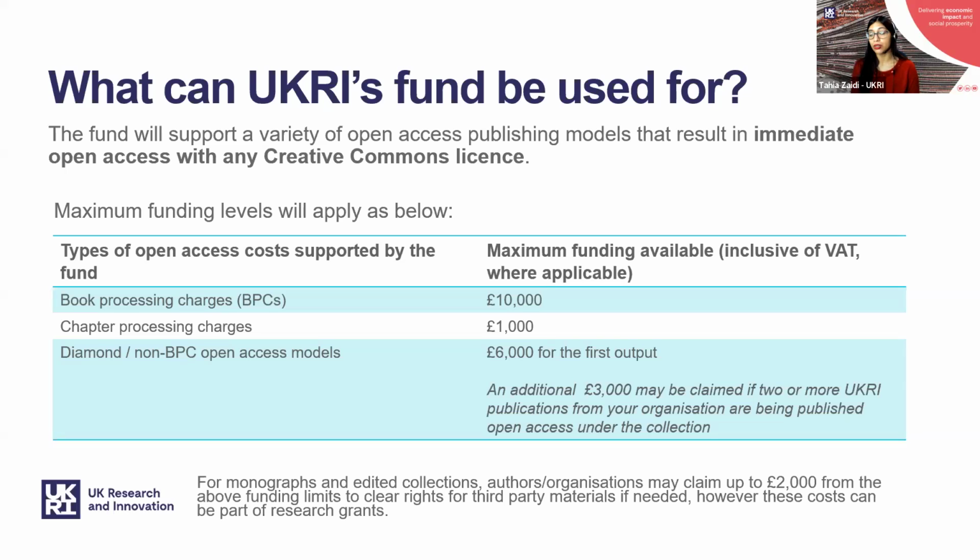We are also supporting costs for third-party materials via this fund for entire monographs and edited collections. The primary mechanism by which UKRI supports third-party costs is via grant funds. But we recognise that sometimes authors may not realise the extent of the costs involved until they are actually producing the monograph or edited collection. So you may claim up to £2,000 from within those maximum limits to clear those rights if needed.